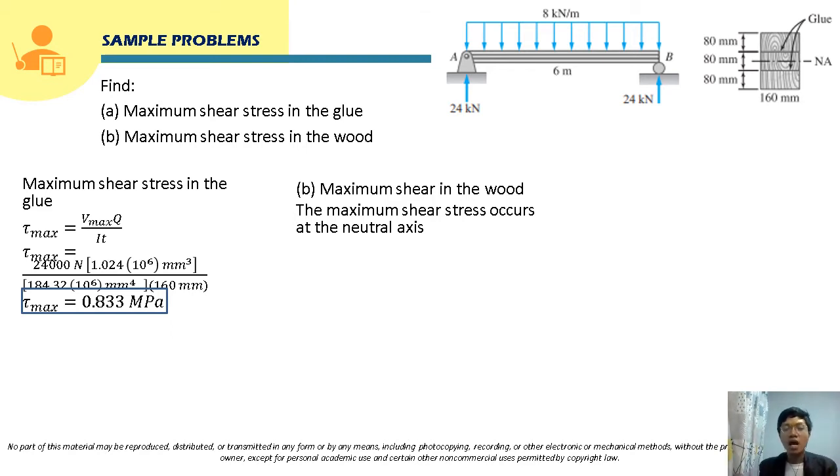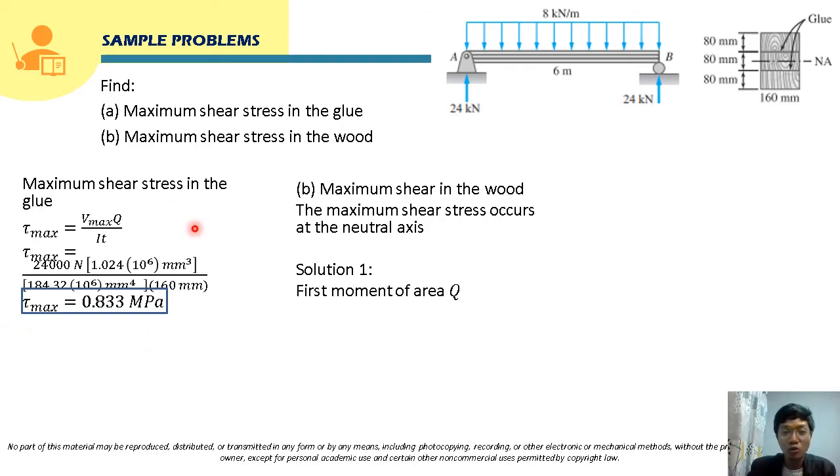Okay, so here class, we can use two solutions since this is a rectangle. Solution 1 is the normal way of solving, VQ over IT. And solution 2, class, is the derived formula, 3 over 2, V over A. So, we'll use that later. Let's do solution 1 first.